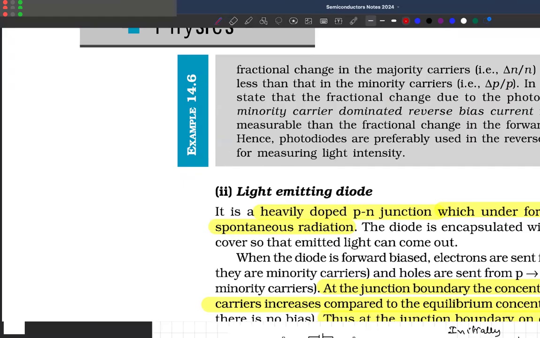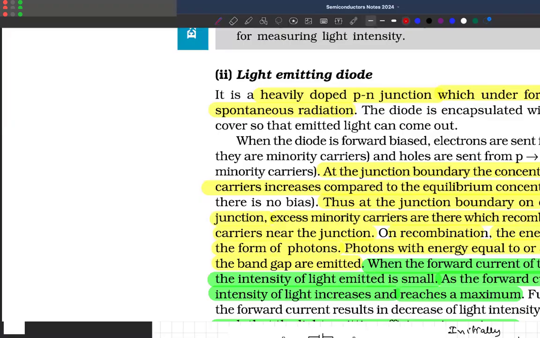Light emitting diode. See, the LED is the only one which operates in forward biased mode. An LED is a heavily doped PN junction diode.